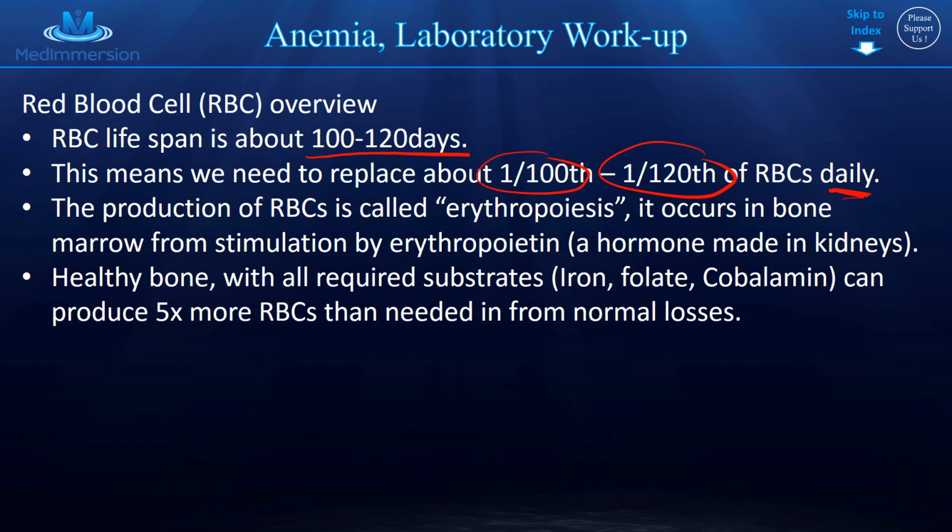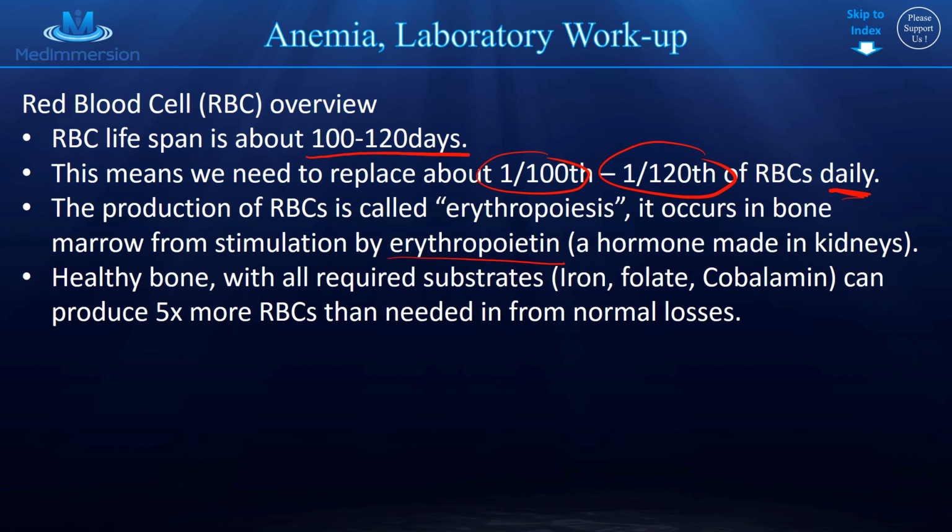The production of red blood cells is called erythropoiesis, and it occurs in the bone marrow from stimulation by a hormone called erythropoietin, which is made in the kidneys. And if you'll remember, I said one of the common causes of anemia is kidney disease. And this is why the hormone that stimulates the production of red blood cells is made in the kidneys. So if the kidneys aren't happy, they're not making that hormone.